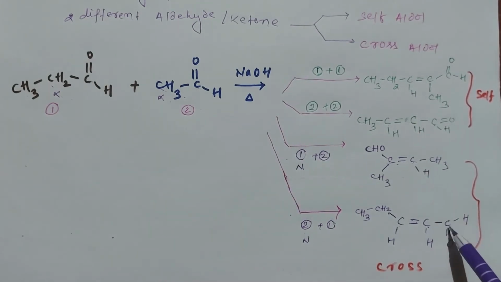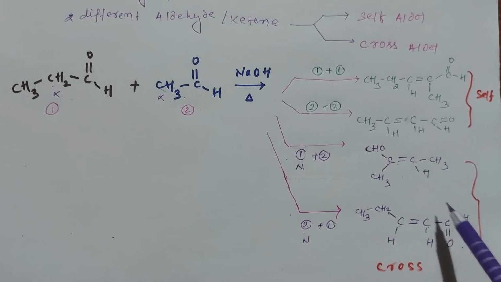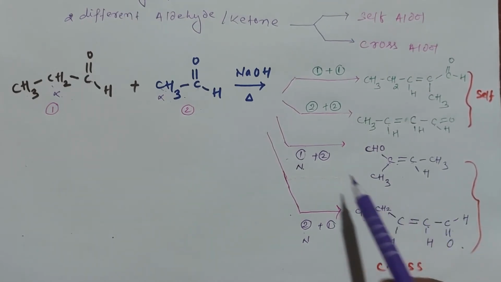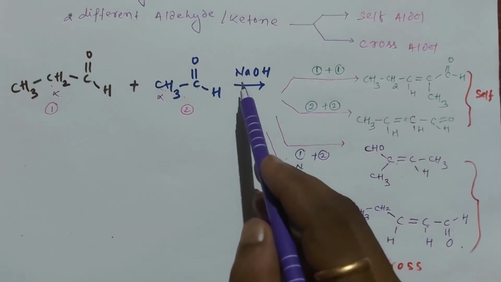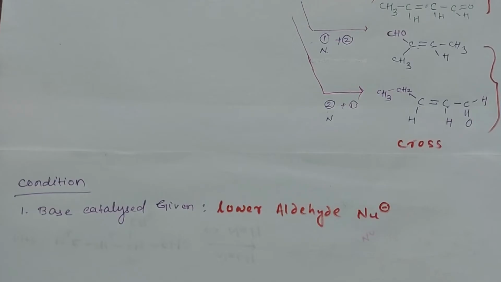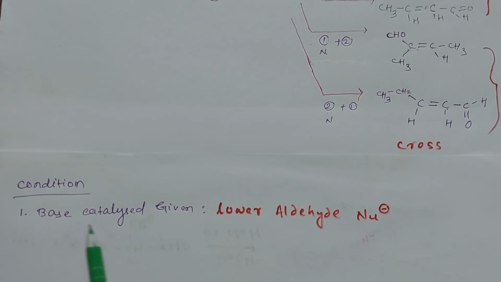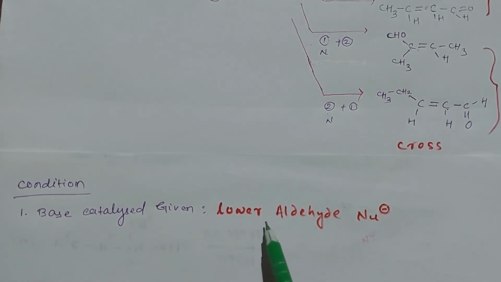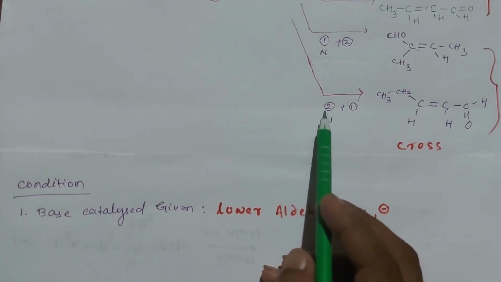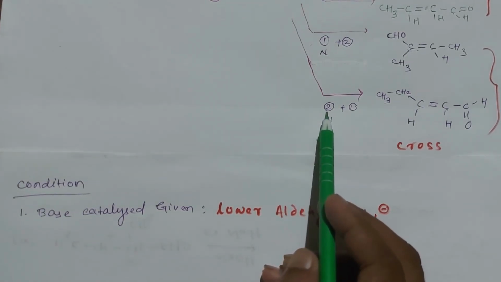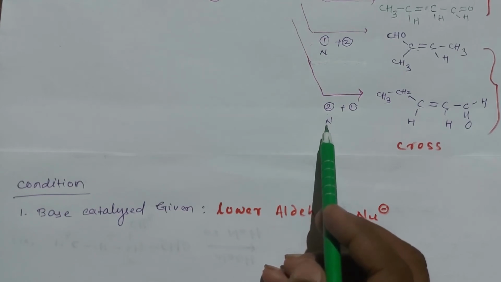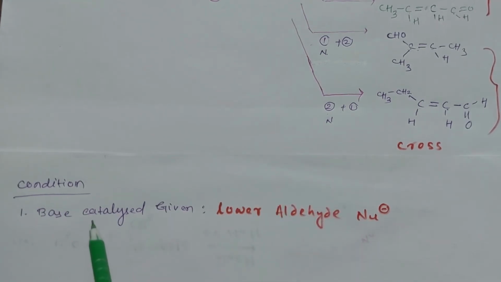For the two cross aldol products we have to choose which one will be the major product. For this we have to consider the reaction condition. If base catalyzed is given, the lower aldehyde will behave as nucleophile. So in this condition we have taken the lower alkyl, that is acetaldehyde, as the nucleophile in case of base condition.